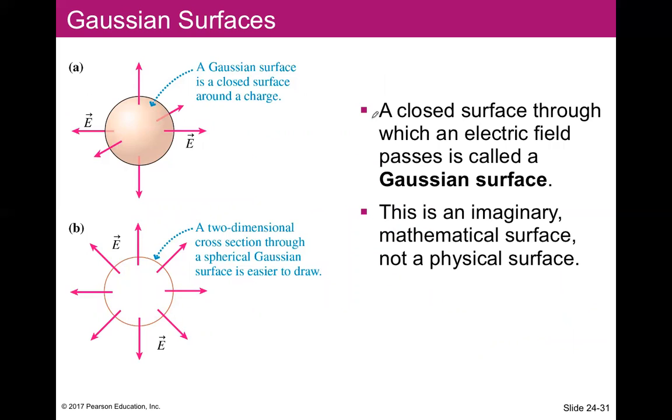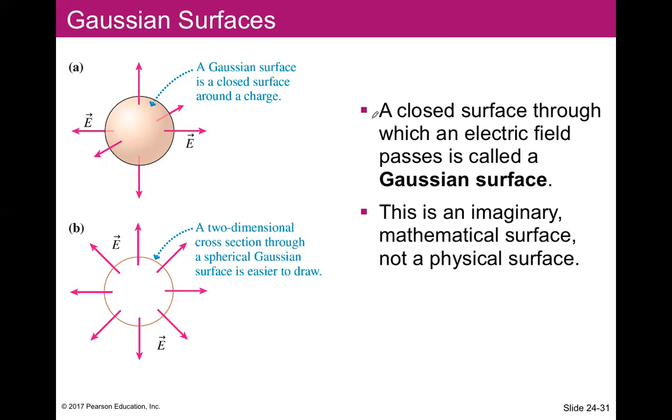Okay, so what is a Gaussian surface? A Gaussian surface is a closed surface. It's not necessarily a symmetric surface. It's not necessarily a sphere or a box or a cylindrical surface. Any closed surface could be considered a Gaussian surface. And it cannot even be a real surface.